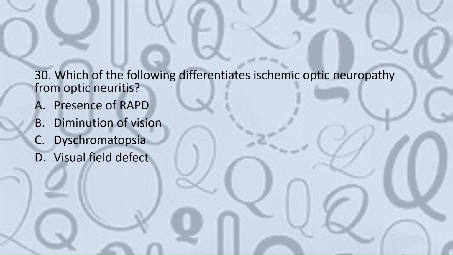Which of the following differentiates ischemic from optic neuritis? So ischemic optic neuropathy, again, is an optic neuropathy. It is characterized by deranged optic nerve function. So there is decreased visual acuity, there is RAPD, there is decreased color vision, and there are field defects. So how do you differentiate that from optic neuritis, which also has all these things? The type of field defect that you see in optic neuritis is a little different from what you see in ischemic optic neuropathy. The type of defect in optic neuritis is central or centrocecal, whereas in ischemic it is usually altitudinal. So the field defect differentiates between an ischemic and an inflammatory type of optic neuropathy.